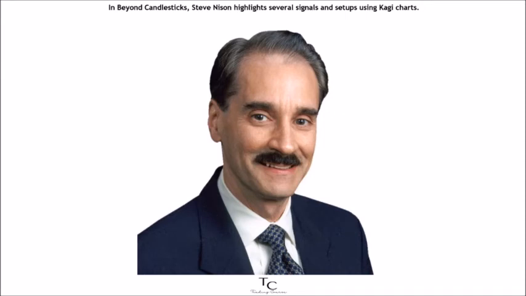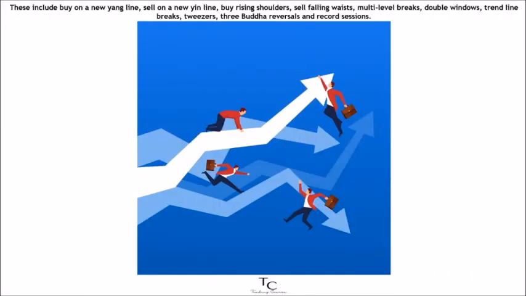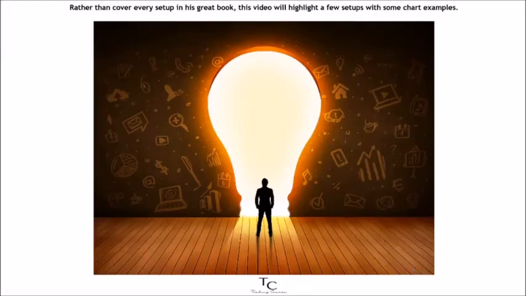In Beyond Candlesticks, Steve Nison highlights several signals and setups using Kagi charts. These include buy on a new Yang line, sell on a new Yin line, buy rising shoulders, sell falling waists, multi-level breaks, double windows, trendline breaks, tweezers, 3 Buddha reversals and record sessions. Rather than cover every setup in his great book, this video will highlight a few setups with some chart examples.